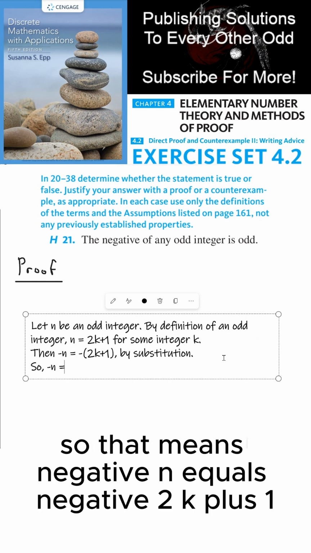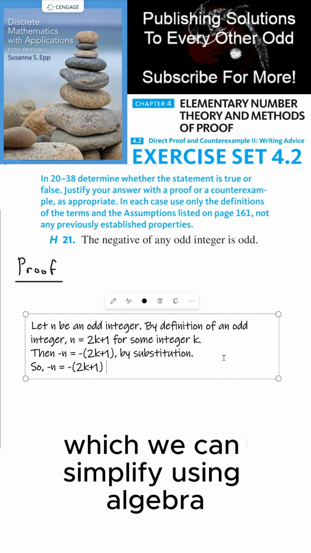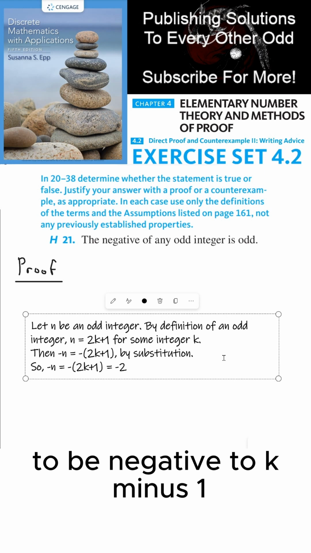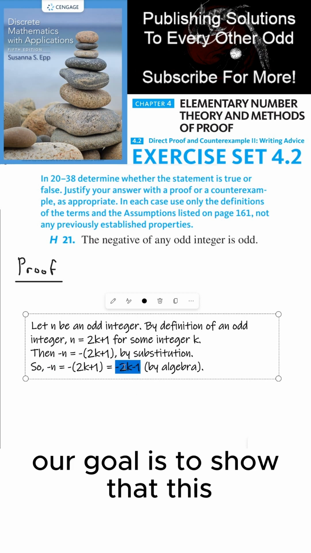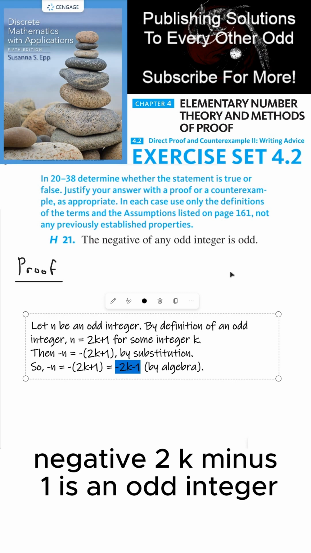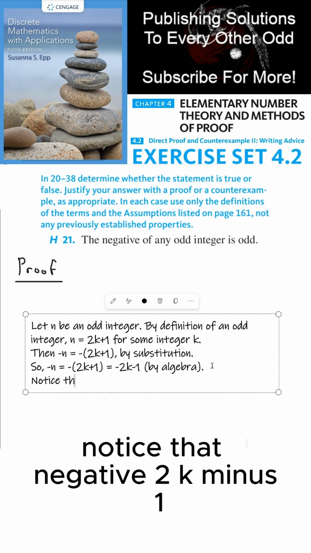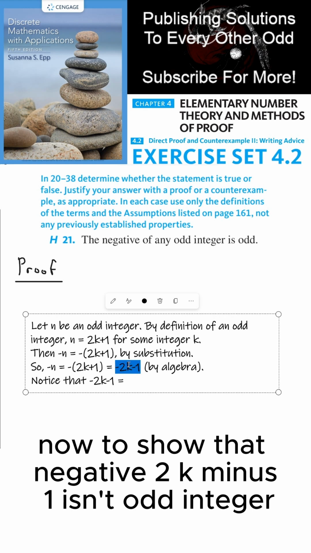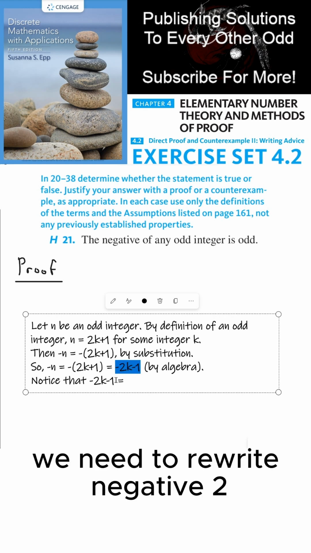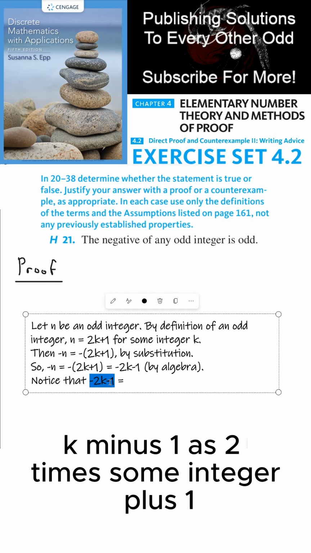So that means -n equals -(2k plus 1), which we can simplify using algebra to be -2k minus 1. So this right here is -n. Our goal is to show that this -2k minus 1 is an odd integer. To show that -2k minus 1 is an odd integer, we need to rewrite -2k minus 1 as 2 times some integer plus 1.